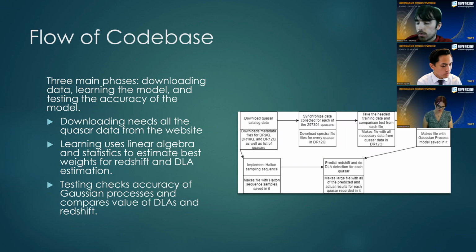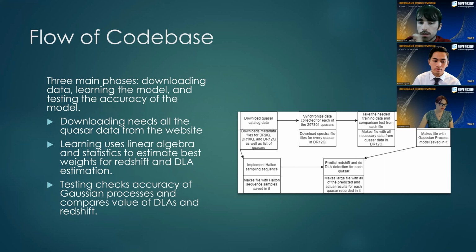To understand the research, you have to first look at the flow of the code base, which has three major steps. The first step is downloading the data from the website, which downloads all of the quasar data into a file structure on your local machine, with the catalog data and the different quasars, 297,301 quasars directly there. Then it takes this and learns the Gaussian process model, which is kind of like a Gaussian distribution in statistics, to get the best weights for the redshift and DLA estimation so that it would be able to calculate it with a lot more efficient speed.